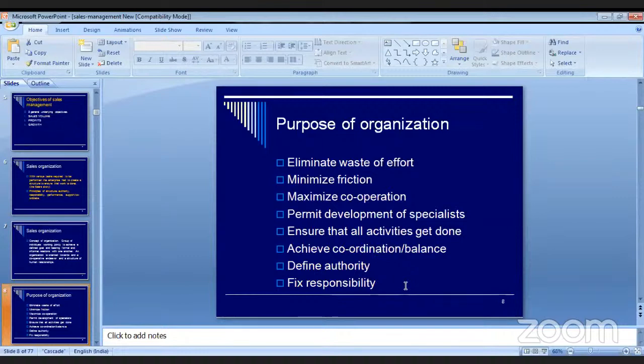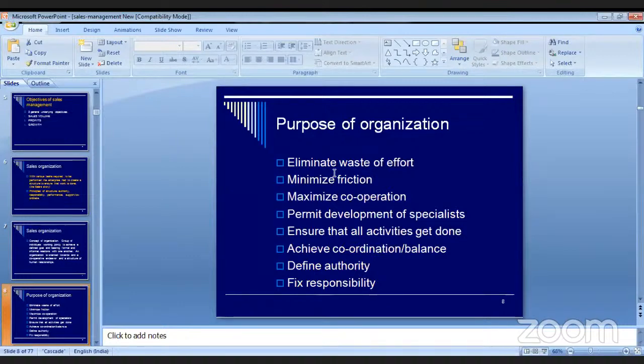So the purpose of sales organization, as we have discussed, is to eliminate waste, minimize friction, and maximize cooperation between different parts. In the practical field, you can find in a sales organization different competitors competing with each other, and salespeople within the organization competing with each other. This sometimes affects the customer's mind, and the sale goes to another company.